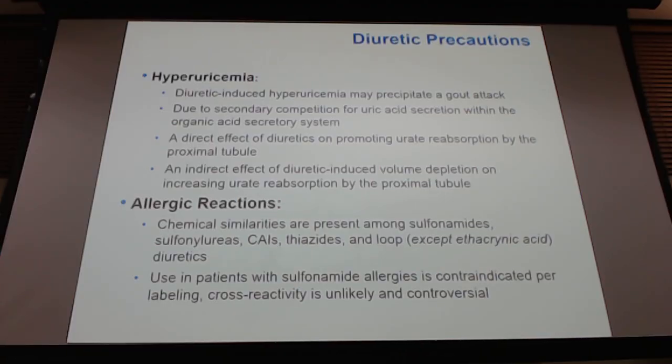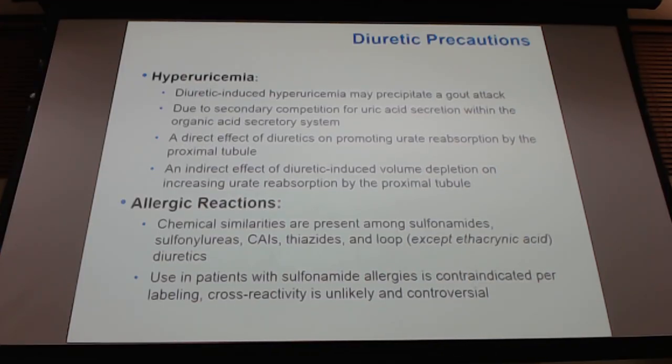Next we have hyperuricemia. As I mentioned before, there's competition in uric acid secretion in the organic acid secretory system. There's also a direct effect of diuretics promoting urate reabsorption by the proximal tubule, so it'll increase urate reabsorption, and since it's decreasing the blood volume in our body, it'll become more concentrated. This can lead to gout exacerbations, which is one of the complications of hyperuricemia.